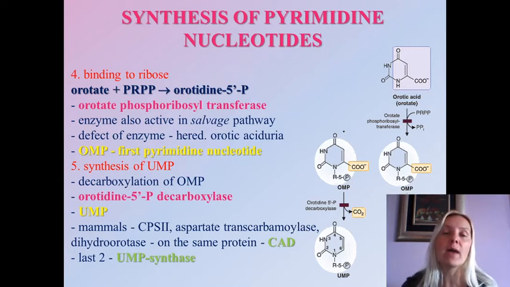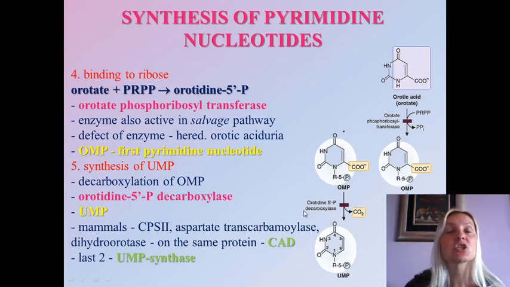So from OMP we can now synthesize the rest of the pyrimidine nucleotides, and the first in the sequence is uridine monophosphate. Uridine monophosphate is synthesized from OMP by a decarboxylation reaction. So the carboxylic group is removed in the form of carbon dioxide to form uridine monophosphate. The reaction is catalyzed by orotidine 5-phosphate decarboxylase.